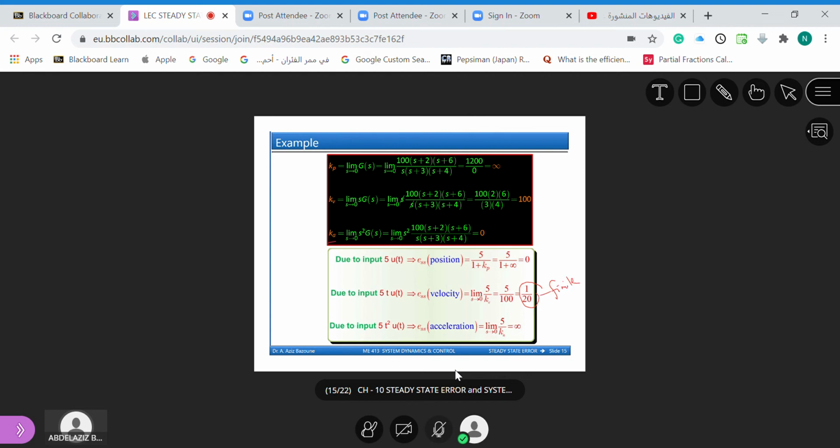Similarly, for the acceleration, if you remember, this will be S squared times G of S. You simplify S with S, and no matter what you have, 0 multiplied by anything will be 0. And your error due to the acceleration will be 5 over Ka, or 5 over 0. It will be infinity. And it was expected from here.